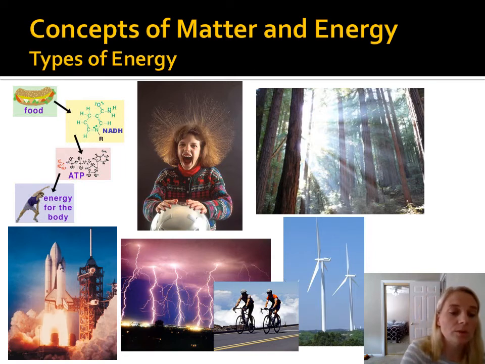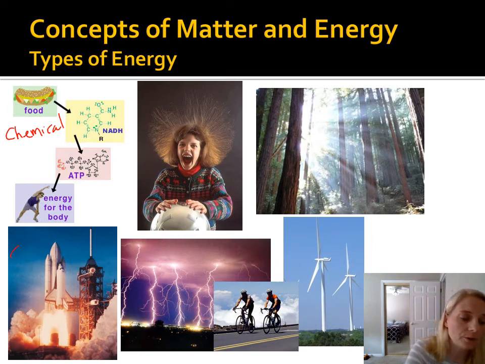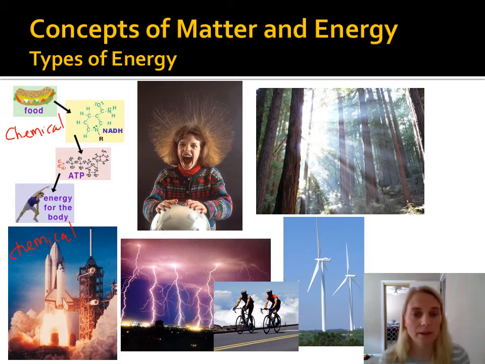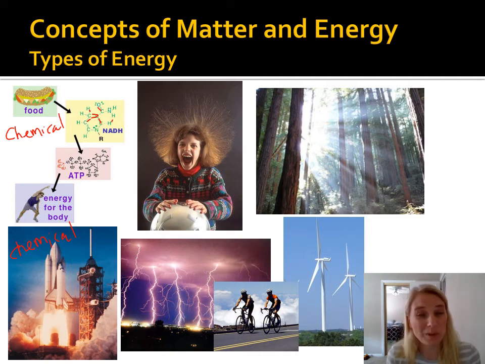Okay. So this is what we call chemical energy. Okay, so chemical energy is in our food. So we have chemical energy also in rocket fuel. So this is also chemical energy in the space shuttle and those rocket boosters. So chemical energy is energy stored in the bonds between atoms. So all of these little lines here between the carbons and the hydrogens and the oxygens, there's energy stored there. It's potential energy stored in the chemical bonds.